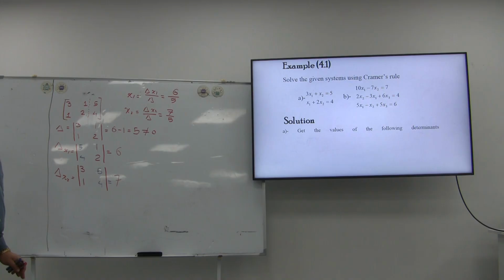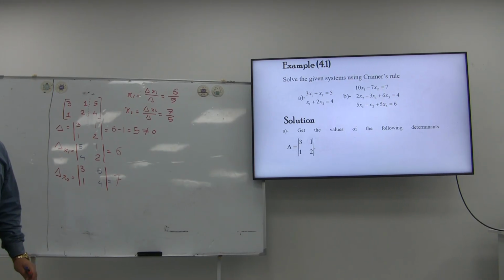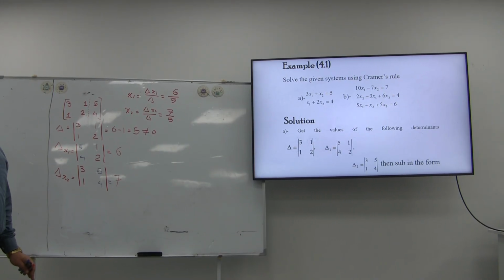Now, get the values of the following determinants. This is the coefficient matrix. That's delta 1 and that's delta 2.